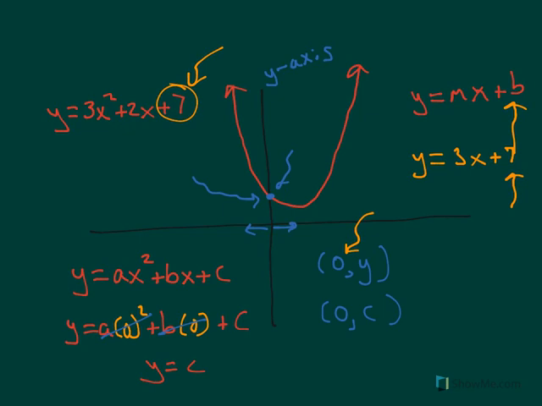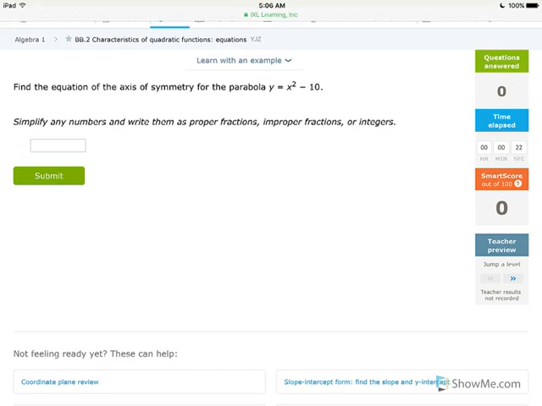And let's go ahead and jump right into some IXL problems. So here's the first type they might give you. It says find the equation of the axis of symmetry. So they want the equation of the axis of symmetry. This is where we use that formula, x equals opposite b over 2a. And this is coming from our standard form.